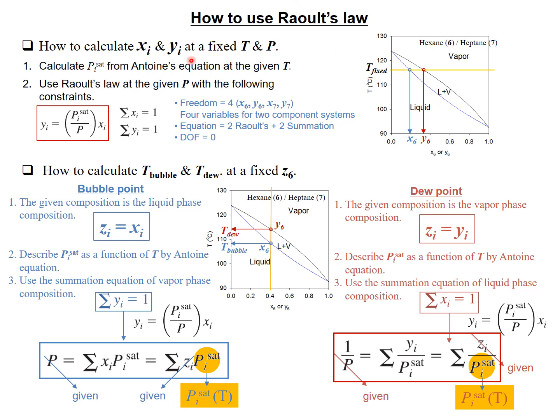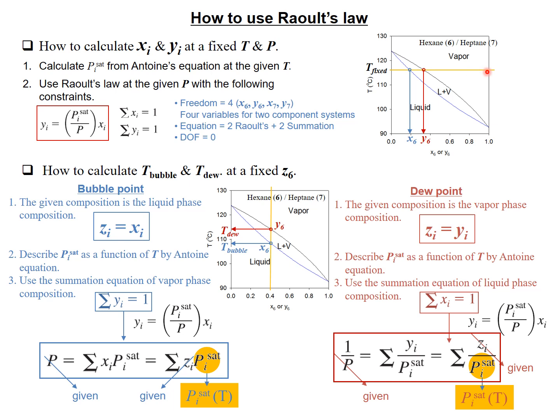So our objective is to calculate the Xi and Yi at a fixed temperature and pressure. As you know, a temperature composition diagram would be given to you at a fixed pressure, right? So let me say this is obtained at a fixed pressure, 1 atm or something like that. And the temperature is also fixed.